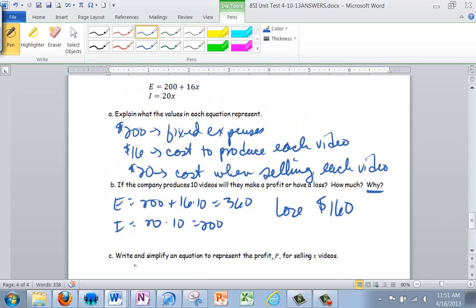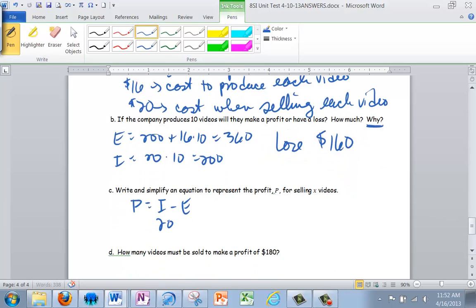Right, and simplify the equation. This was hard for some of you. Remember that profit is income minus expenses. And the problem is there are two terms in your expenses. So you needed to do 20x minus parentheses 200 plus 16x. So distribute the negative, my friends.